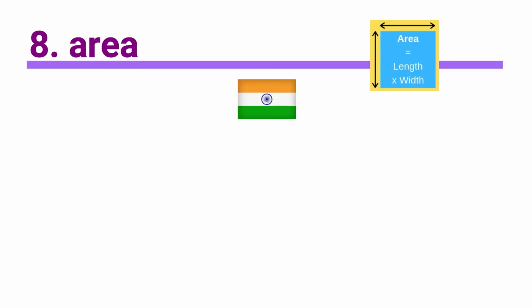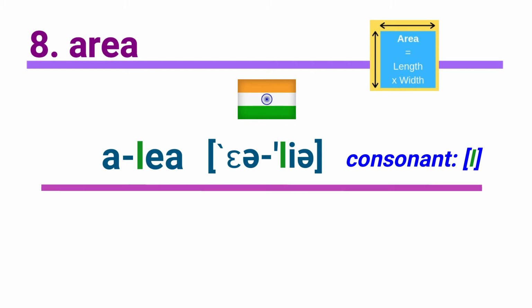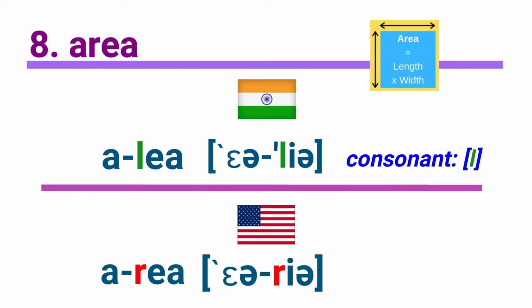Our next word is AREA. My friends from India tend to pronounce it as area, with a consonant of L. And my American friends pronounce it as area, with a consonant of R.